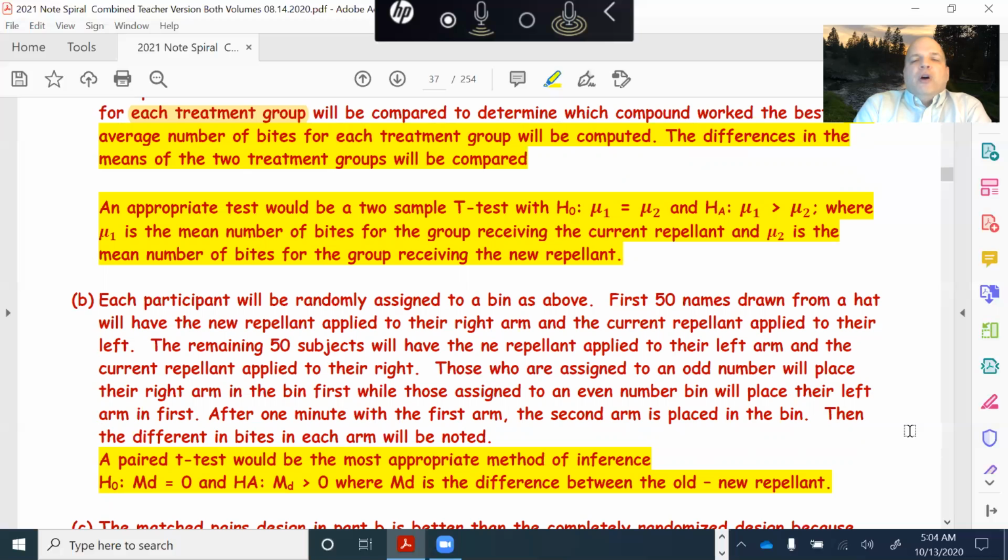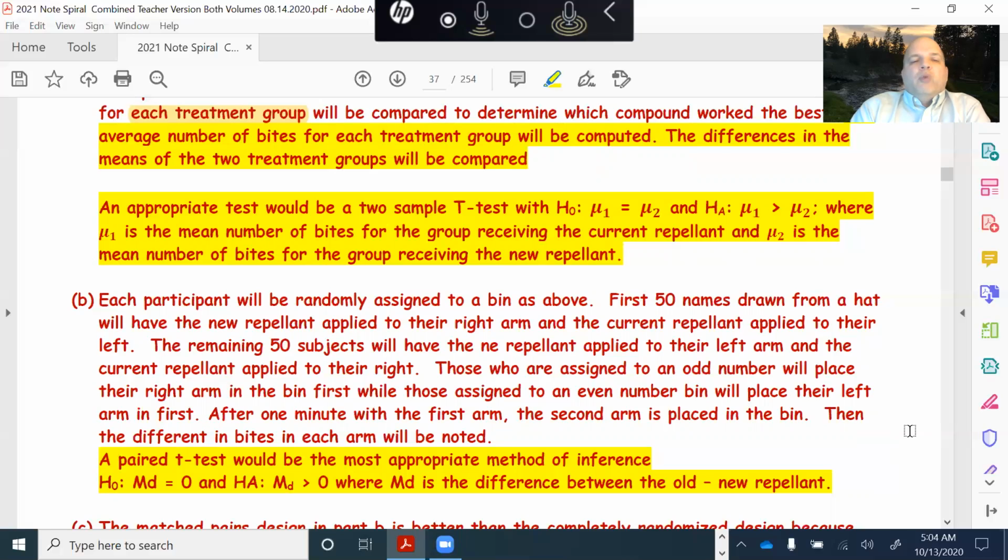First 50 names drawn from a hat will receive the new repellent applied to the right arm and the current repellent applied to their left. The remaining 50 will have the new repellent applied to their left arm and the current applied to the right. So we switched arms for randomization purposes. Those who are assigned to an odd number will place their right arm in the bin first, while those assigned to an even number will place their left arm in first.